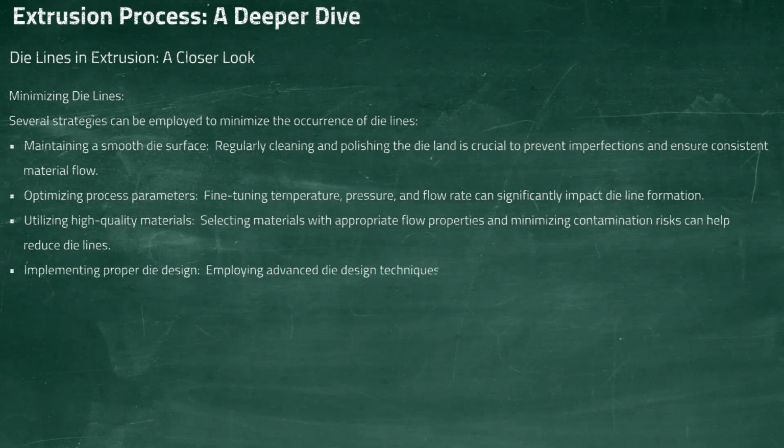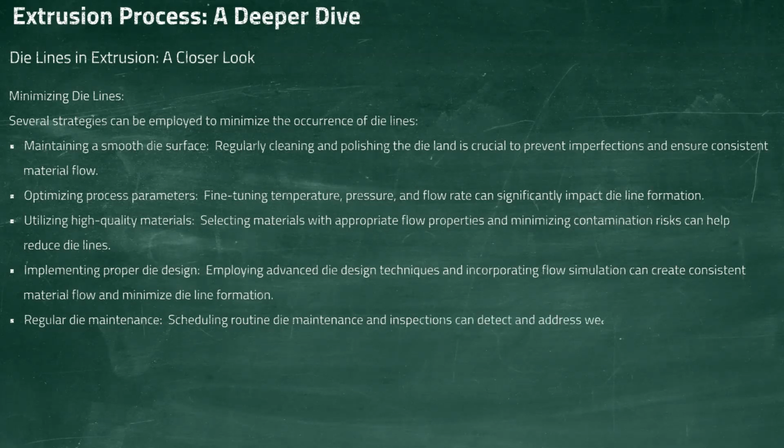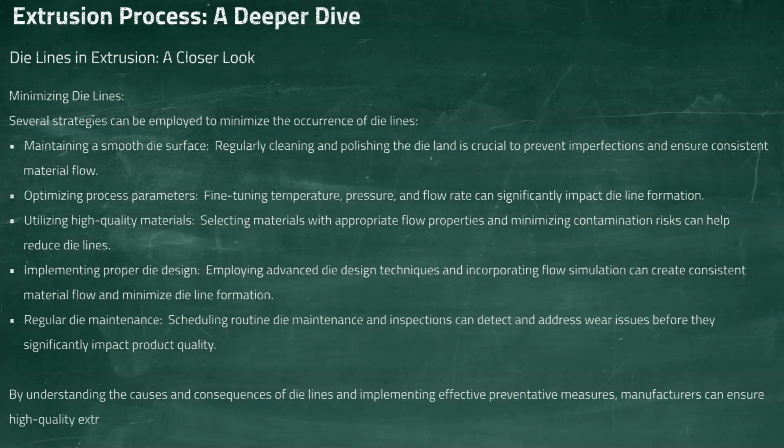Implementing proper die design: employing advanced die design techniques and incorporating flow simulation can create consistent material flow and minimize die line formation. Regular die maintenance: scheduling routine die maintenance and inspections can detect and address wear issues before they significantly impact product quality. By understanding the causes and consequences of die lines and implementing effective preventive measures, manufacturers can ensure high-quality extruded products with optimal surface finish and functionality.